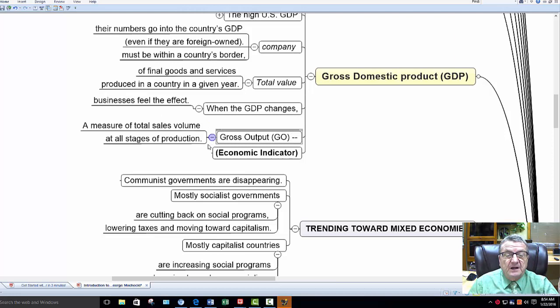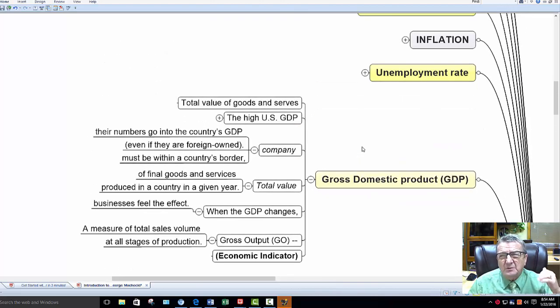Now, gross output is a measure of total sales volume of all stages of production. So I'm looking at where it is done, because sometimes we may not make the full product. We just produce a certain component. If I look at steel, we make it here and sell it there. They do the production and bring it back to us. So you have to look at what stage of production the gross output is at. And remember, GDP is an economic indicator. We'll talk later, when we go into the banking system, about how it's utilized.